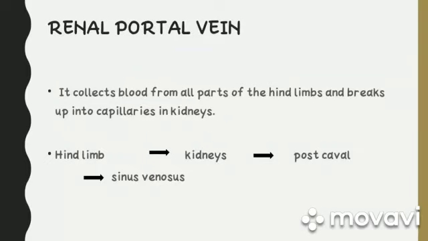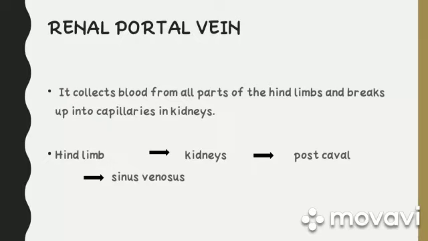Students, renal portal system is actually the alternate route of blood from the hind limbs by way of a renal portal vein. These veins begin in capillaries in the hind limbs and break up into capillaries in the kidneys. From the kidneys, this blood enters the postcaval by renal veins and ultimately returns to the heart.